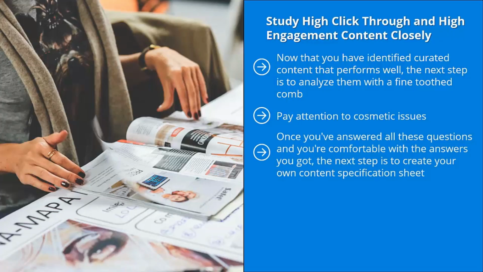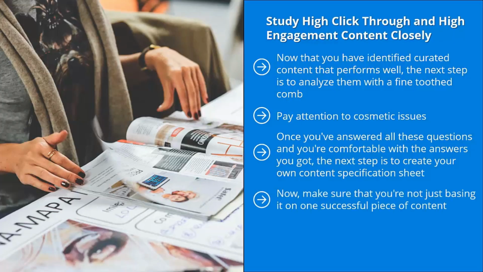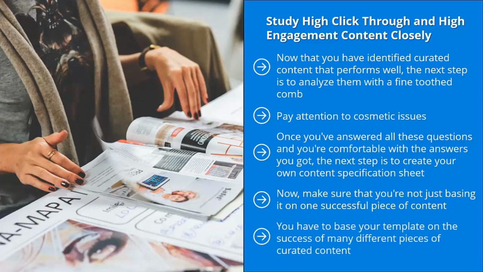Once you've answered all these questions and you're comfortable with the answers you got, the next step is to create your own content specification sheet. This is going to be your template. Now, make sure that you're not just basing it on one successful piece of content. That third-party content might be a fluke. The company behind it might just have gotten lucky, and for some reason, that piece of content went viral. That's not going to help you. You have to base your template on the success of many different pieces of curated content. This way, you can be more confident that even if you barely comply with all the specifications, you would at least get some decent and positive results.